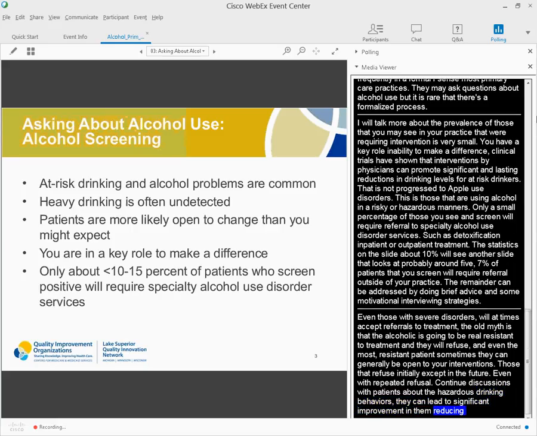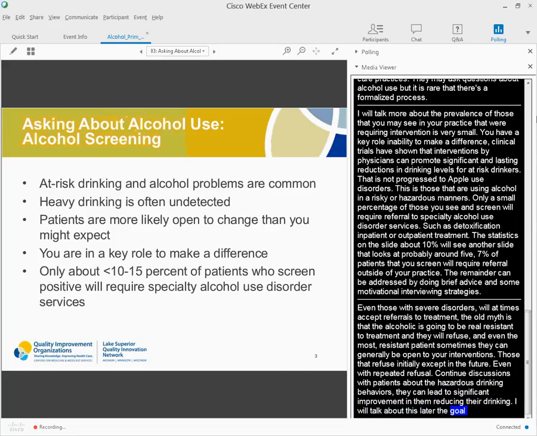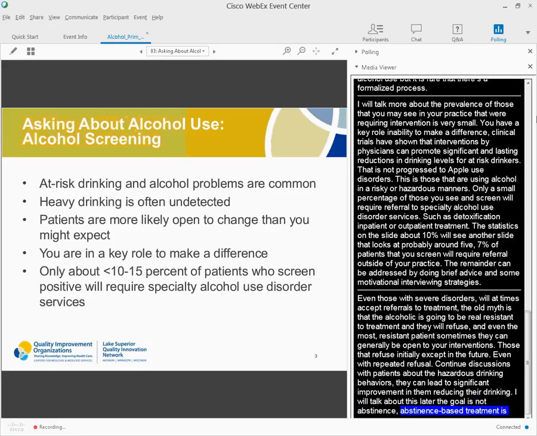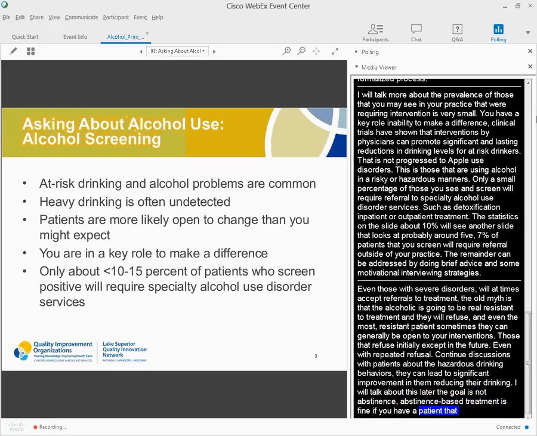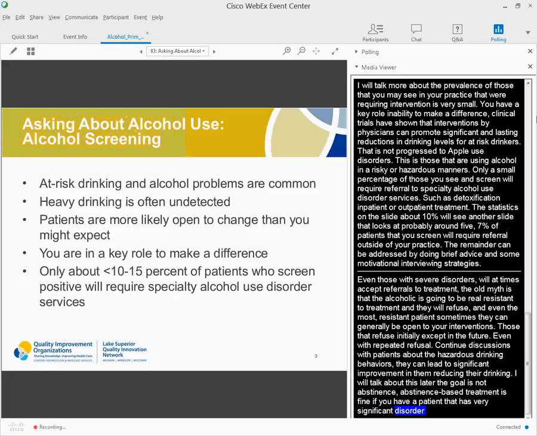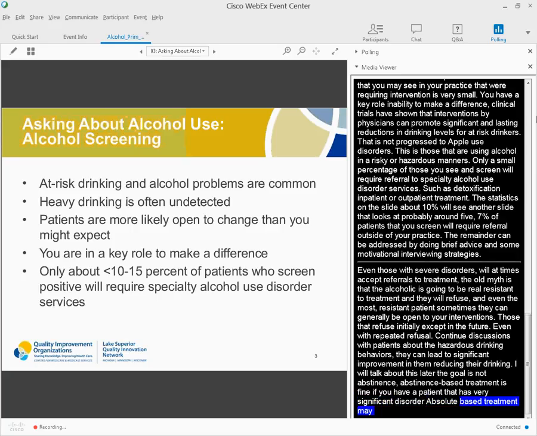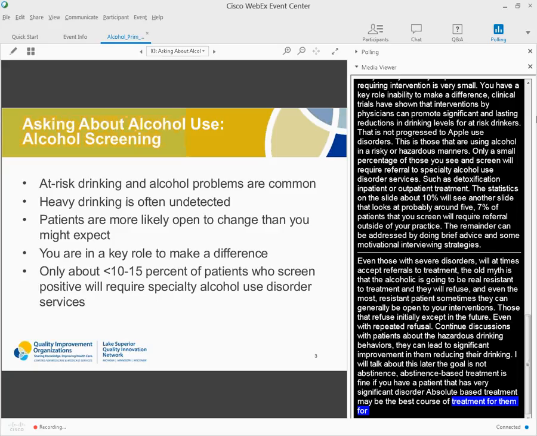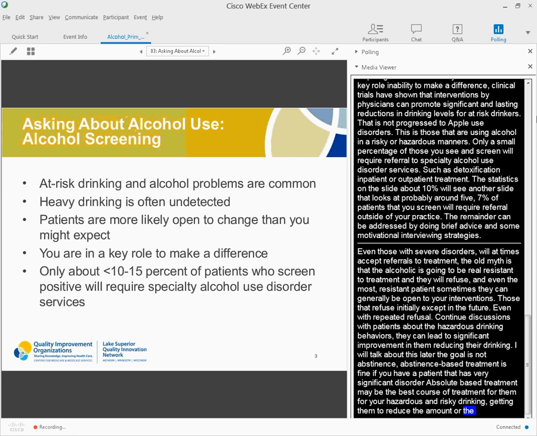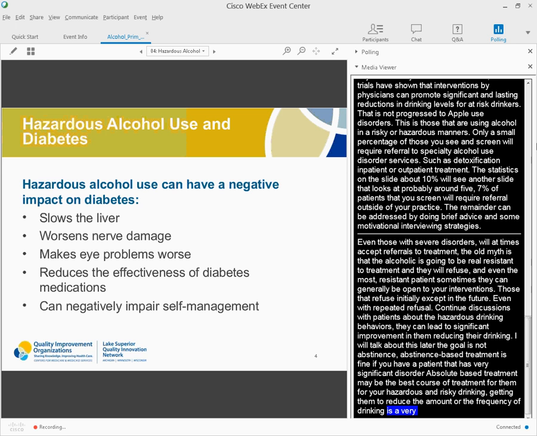The goal is not necessarily abstinence, okay? Abstinence-based treatment is fine if you have a patient that has very significant alcohol use disorder, is alcohol dependent, or identifies themselves as alcoholic. And so abstinence-based treatment may be the best course of treatment for them. For your hazardous and risky drinking patients, getting them to reduce the amount or the frequency of drinking is a very, very significant goal and well within your domain and your abilities to intervene.